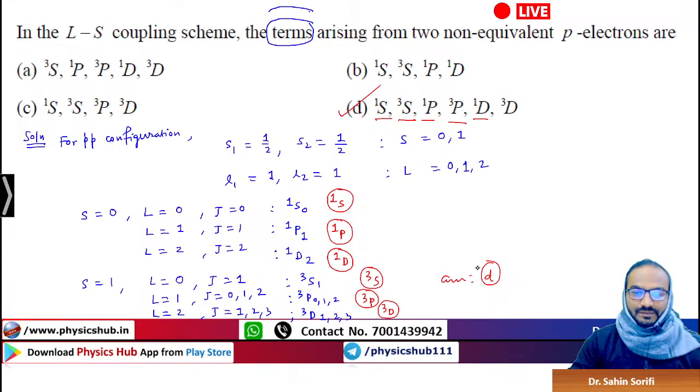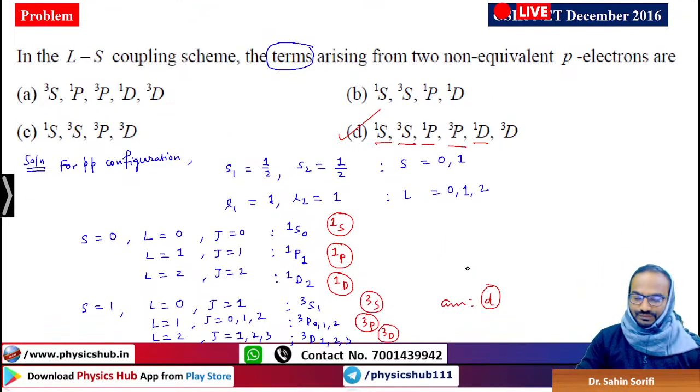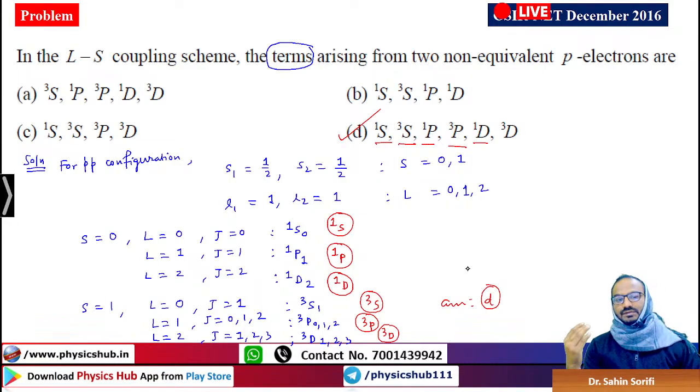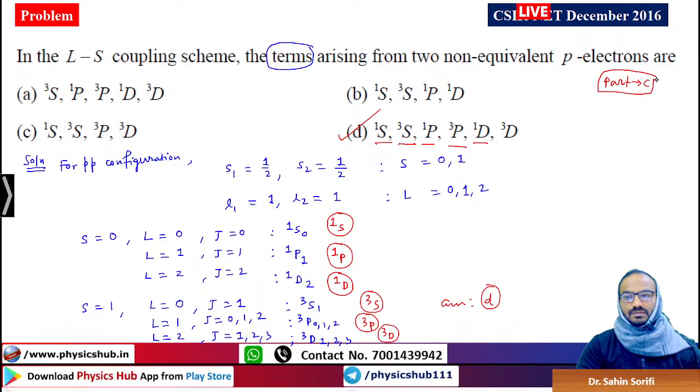Clear, everyone? Or is there any confusion? This particular topic, spectroscopic term symbol, is very simple. In your examination, if you see any question, you will answer, okay, my 5 marks is reserved, because from this particular topic atomic molecular questions will always come in part C. Whatever question you get, whether easy or difficult, it will give you 5 marks. That is why it is very important.